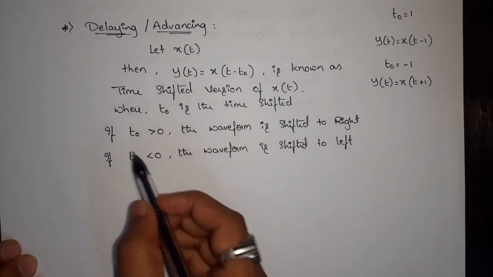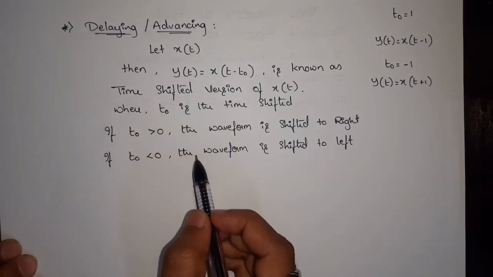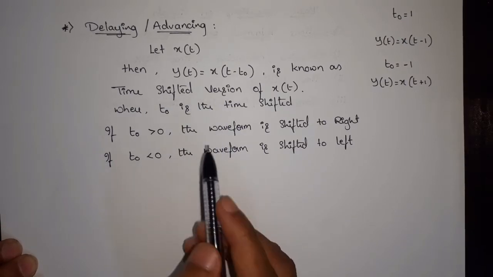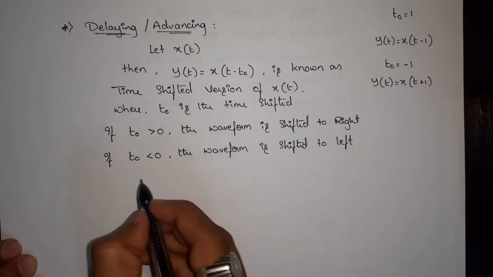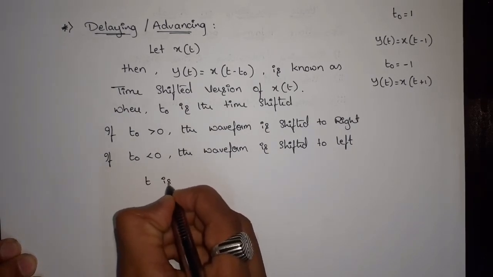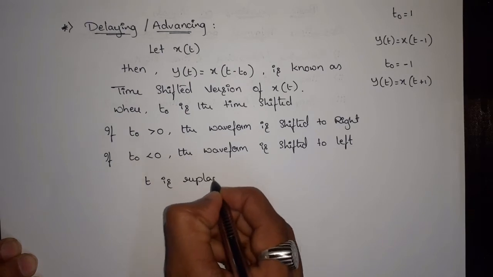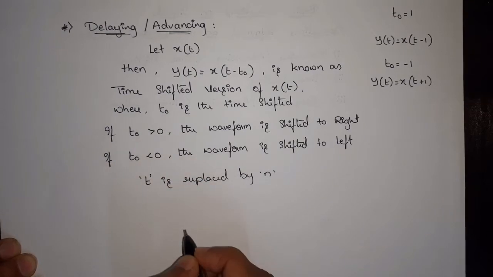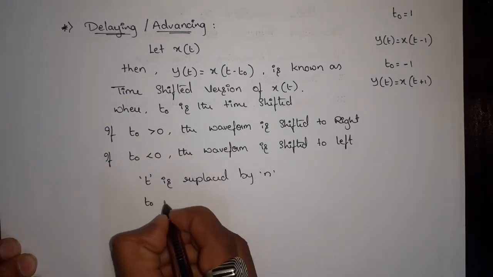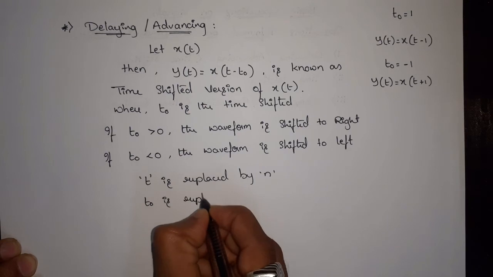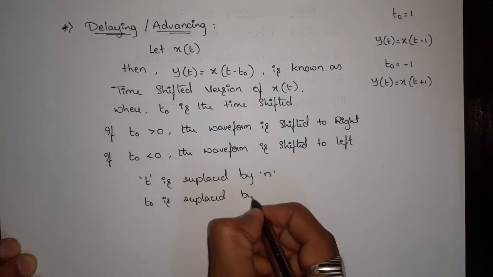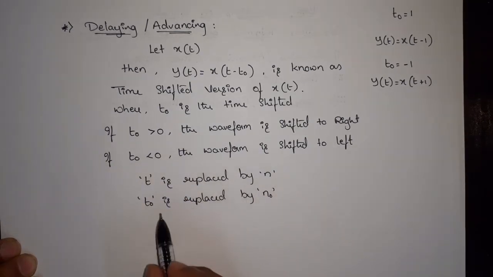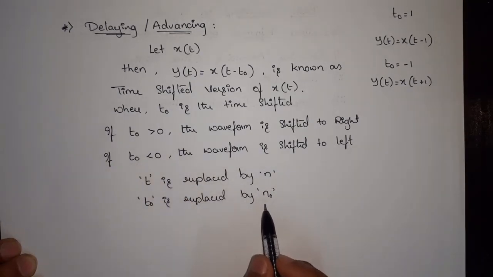The same thing holds good for the discrete time signal. Remember, this was for the continuous time signal. The same thing holds good for the discrete time signal. The only thing is t is replaced by n, and t naught is replaced by n naught for the discrete time signal.